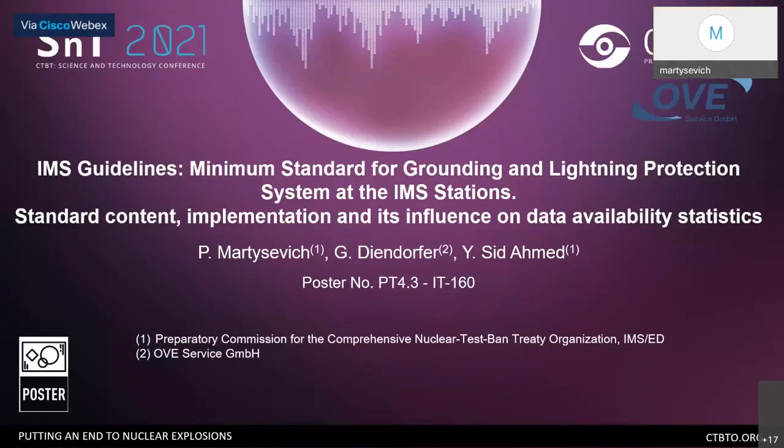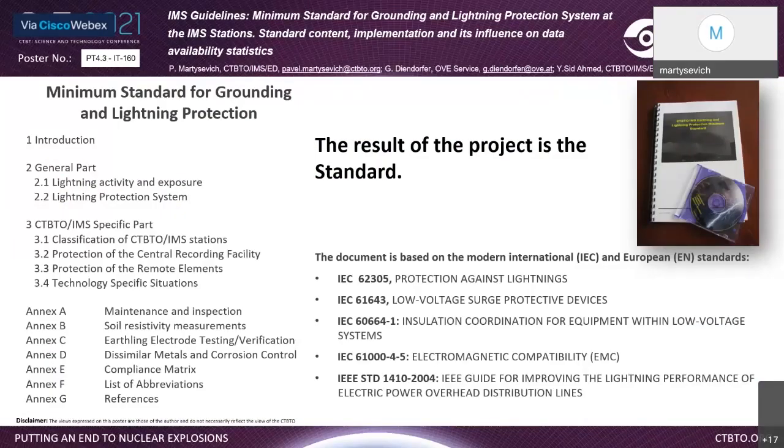Good morning, dear colleagues. Today I would like to present our e-poster showing details of the IMS guidelines for minimum standards for grounding and lightning protection system at the IMS stations, as well as the status and results of its implementation in the network. The standard has been developed by IMSED in cooperation with the Austrian Electrotechnical Association, so-called OVE. The standard is a comprehensive document covering design and construction of lightning and surge protection systems at all IMS facilities. Up to today, the standard has been implemented at more than 20 stations. The document is periodically revised in order to reflect recent developments in lightning and surge protection and corresponding standards.